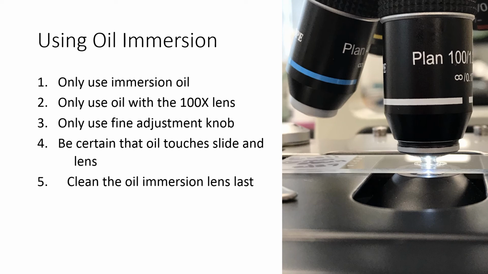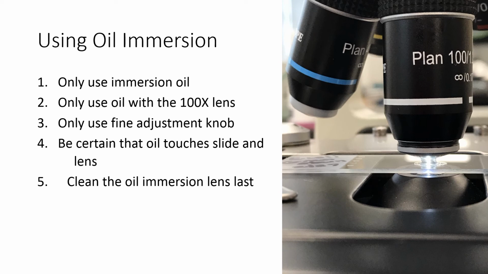Should you accidentally get oil on the 40x lens, then you need to be sure that you wash that lens off with the appropriate detergents in the lab, which I'll show you. You only ever use the fine adjustment knob with the oil immersion lens. The coarse adjustment knob changes the focus too much. It pushes the stage up and down too much. You run the risk of breaking your slide and scratching the oil immersion lens when you use the coarse adjustment knob. So we only use the fine adjustment knob.